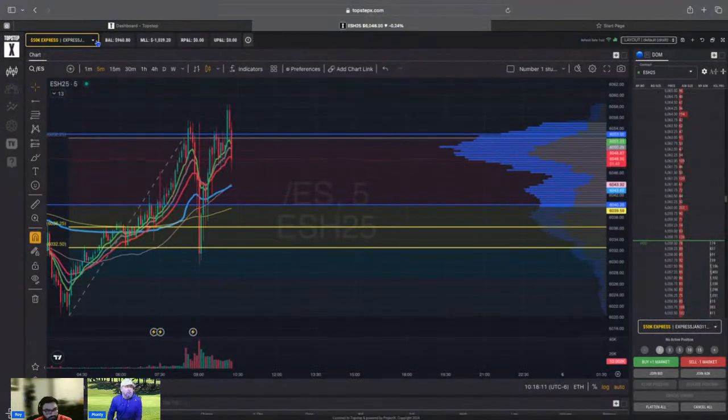I'm gonna watch here. If we get a breakdown below VWAP in the 50, I might look for a short, but this thing might pop back up here.